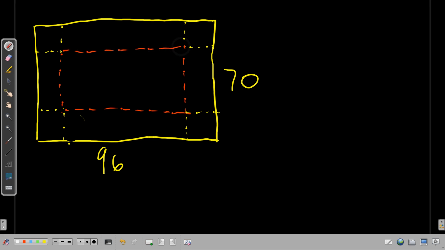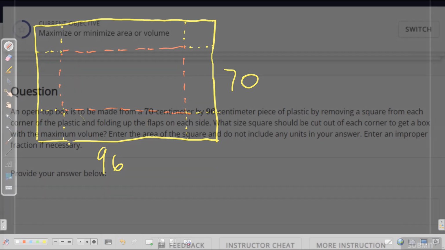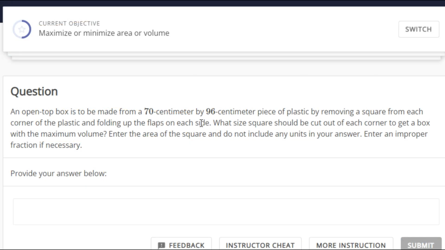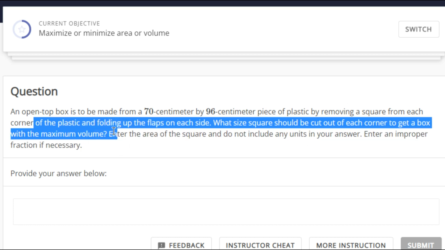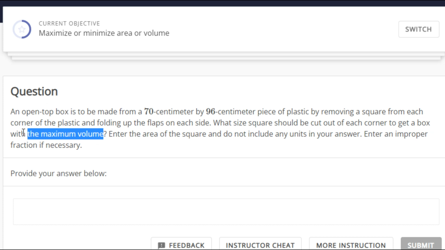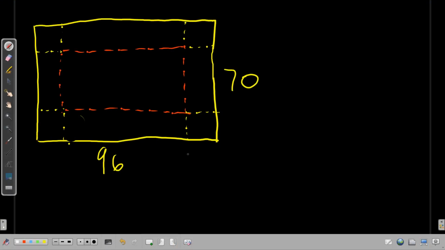And okay, great. So now they're asking me what size of square should be cut in order to maximize the volume. So volume is the thing we want to maximize. So an equation for volume is what I need to write down. And it's going to be as a function of some variable. I don't know which one.